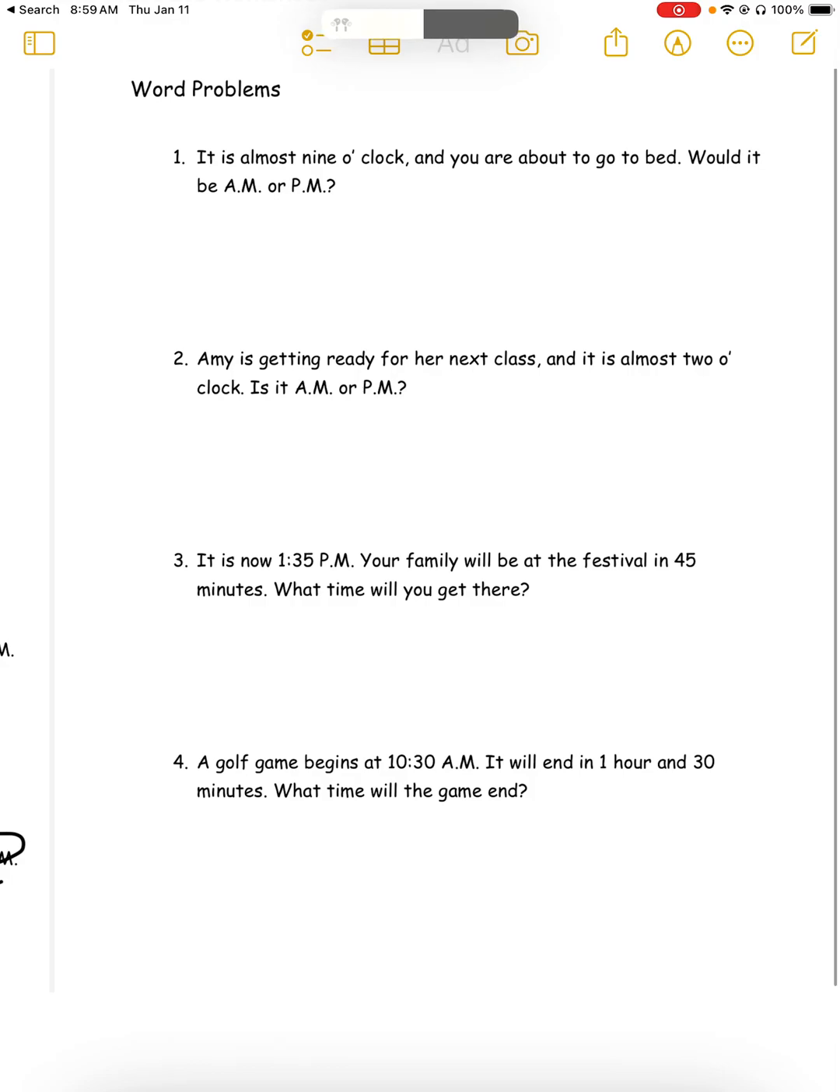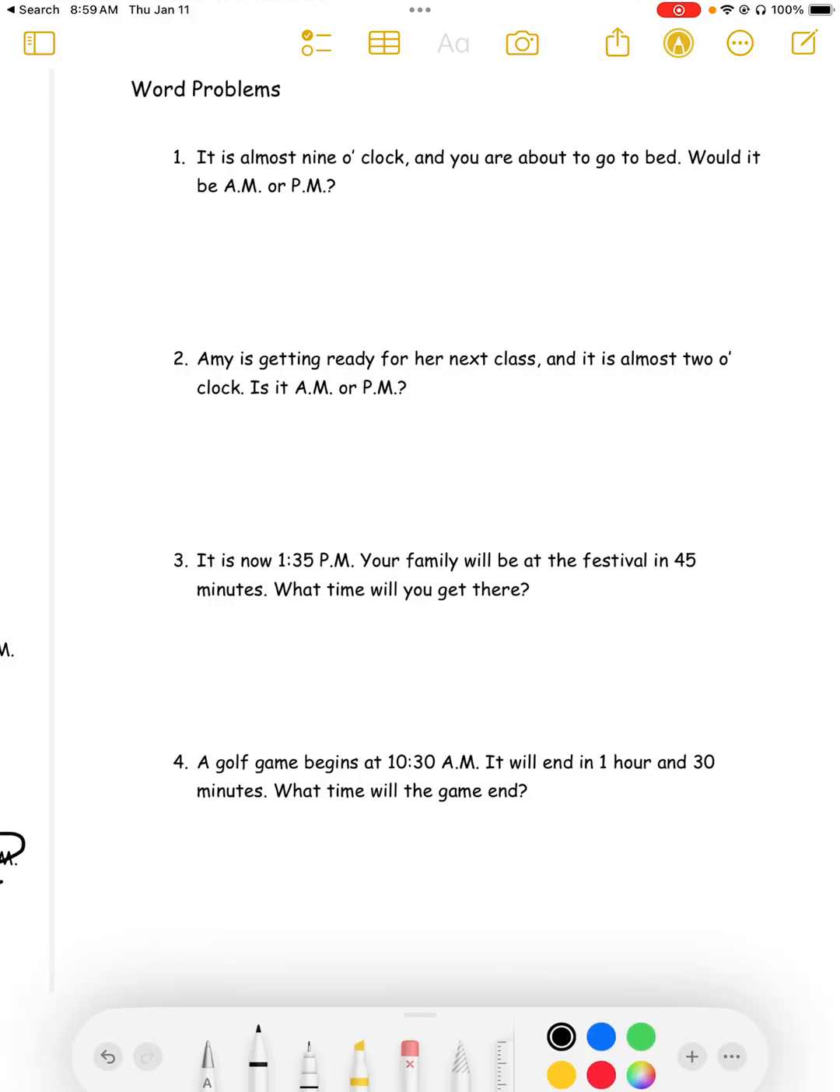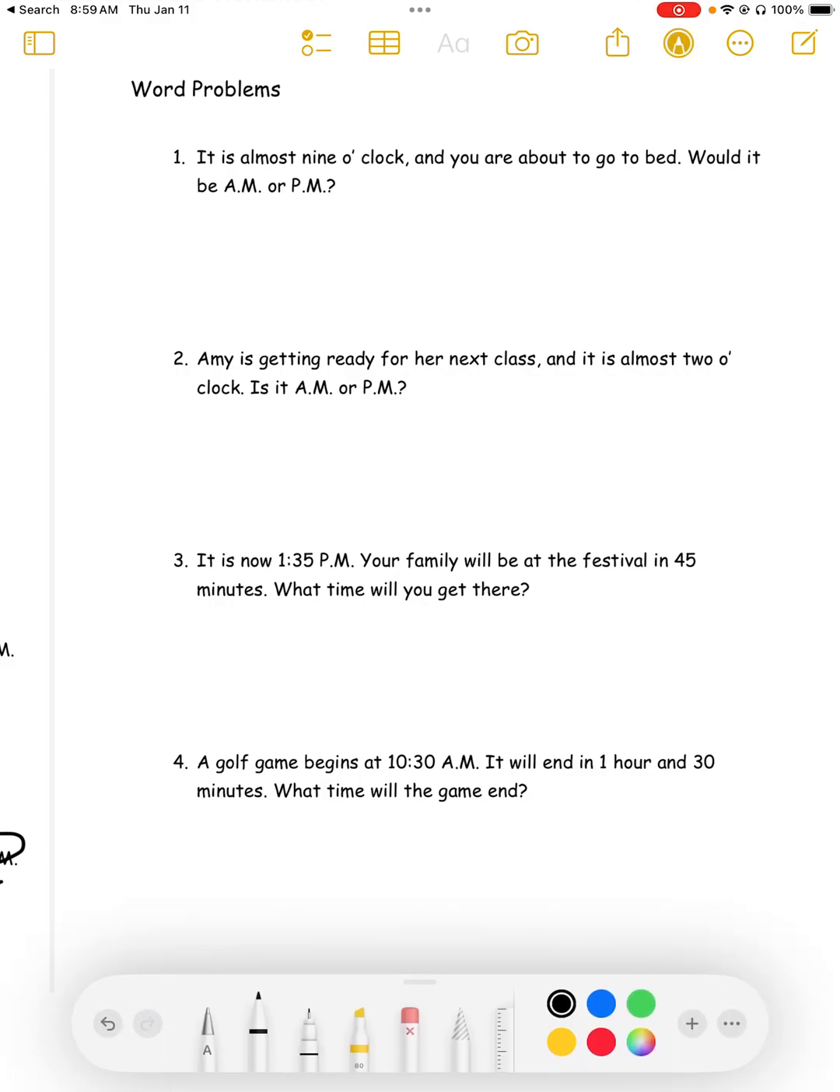Okay, next page, page 4. Word problems. It is almost 9 o'clock, and you are about to go to bed. Would it be AM or PM? Since it's almost 9 o'clock and we go to bed at night, the answer will be PM, because we don't go to bed at AM.